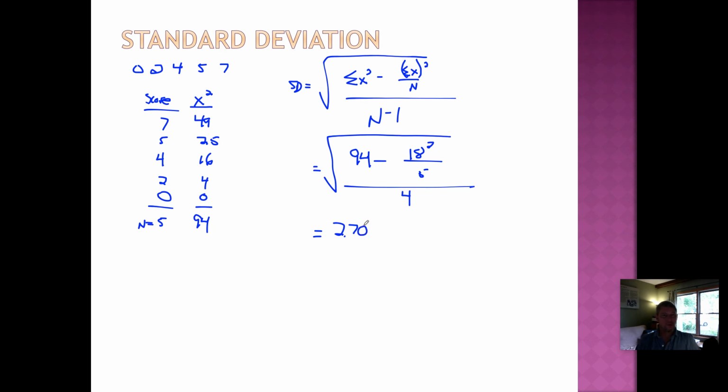2.70. Now, what's the mean? Just for kicks and giggles: 0 plus 2 is 2, plus 4 is 6, plus 5 is 11, plus 7 is 18. 18 divided by 5 is 3.6. So the mean is 3.6. The standard deviation is 2.70.